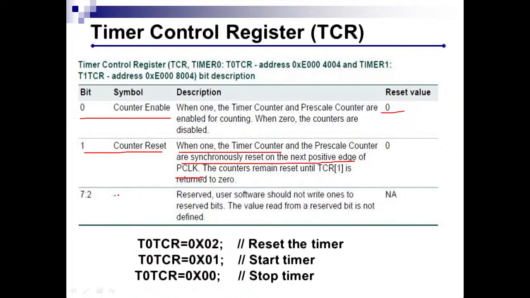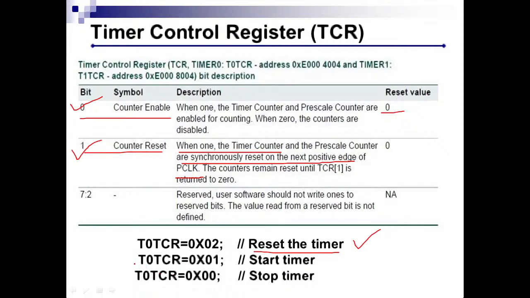Then bits 2 to 7 are not useful. These are reserved for future use. So for example, if I say T0TCR equal to 0x02, if I give this instruction in C language, it will set bit 0 equal to 0 and bit 1 equal to 1. In that case, it will reset the timer, because this bit is a set and this bit is a reset. So this is the reset and this is the set, so it will reset the timer.